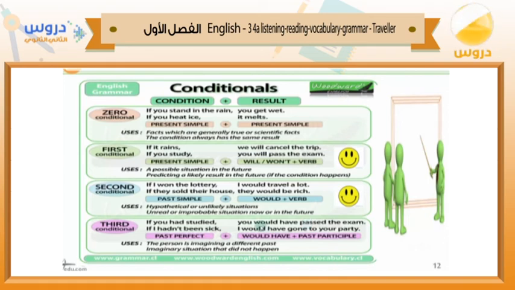And we use the third conditional when a person is imagining a different past. Imaginary situations that did not happen. Something about your imagination. So you're imagining something that did not happen. If you had studied, you would have passed the exam, but it's too late now. You did not study, you failed, but now we are trying to imagine, if we go back to the past, if you had studied, what would have happened? If you had studied, you would have passed the exam.